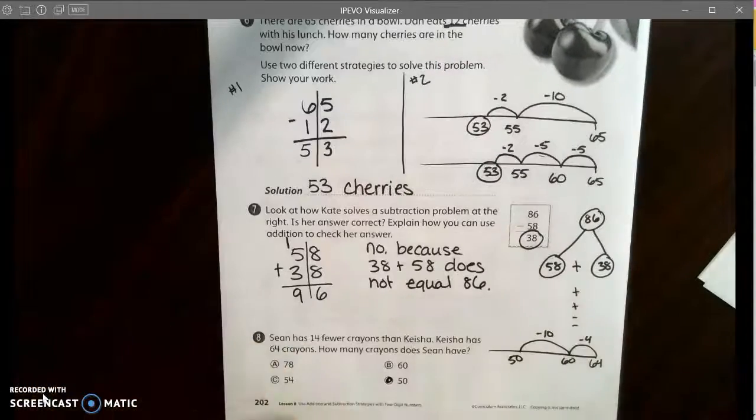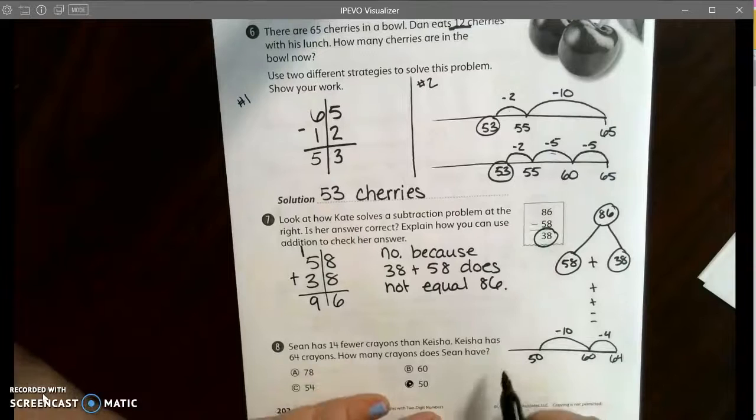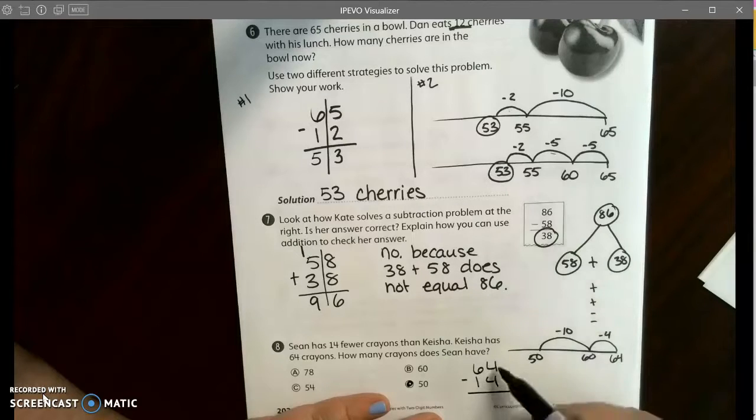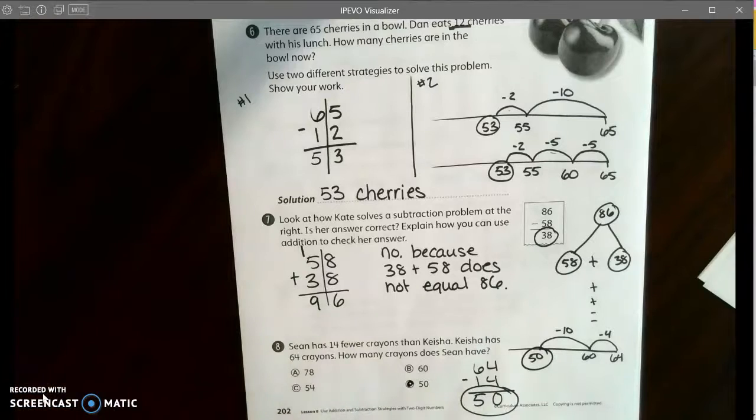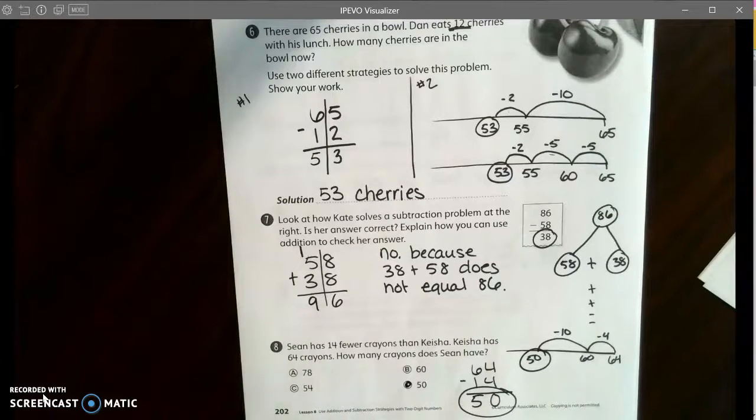Let's try the other way to see if we get the same answer. 64 minus 14. 4 minus 4 is 0. 6 minus 1 is 5. Two different strategies give me the same answer, and it's one of my options. I'm pretty sure that 50 is the right answer.